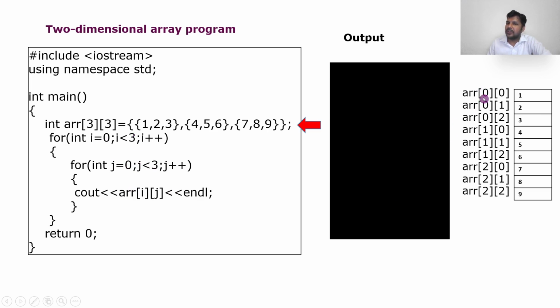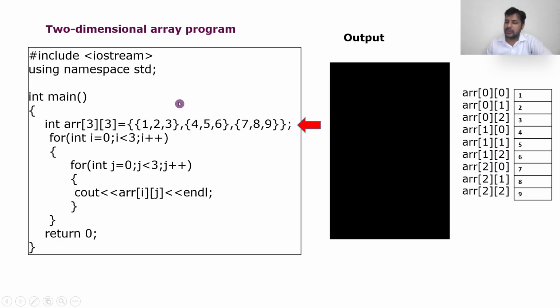That means first i value will be 0, and j goes 0, 1, 2. After it completes 2, j will become 0 again. Just like seconds, after 59 it will go back to 0, right? So seconds again become 0, and now the minutes has increased, right? Again 1, 1, 1. Again after 2, it will become 0. Now this will increase.